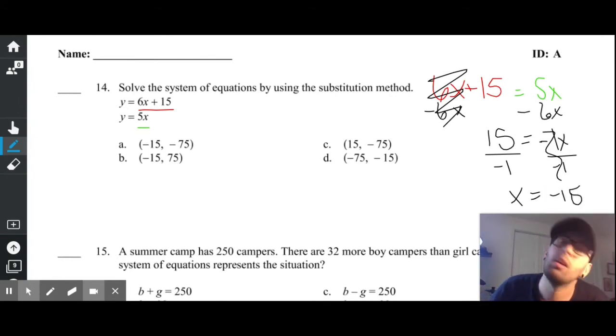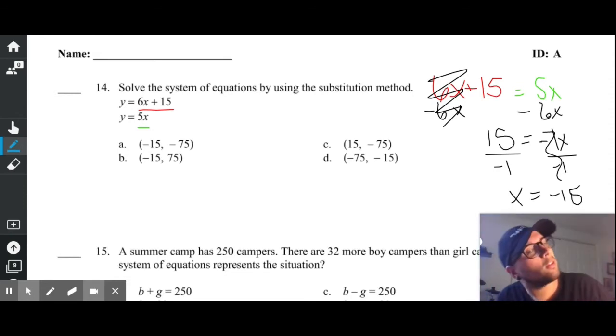That's supposed to be a 5. Is that a 5? It is. See what I did? I looked up. Does that work, right? It's like the Brady Bunch. All right, so x is negative 15.